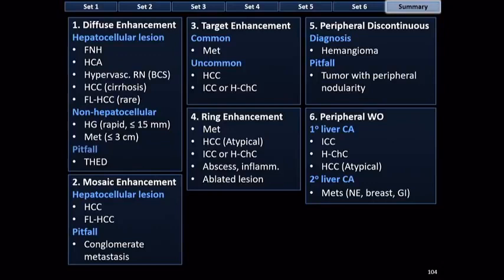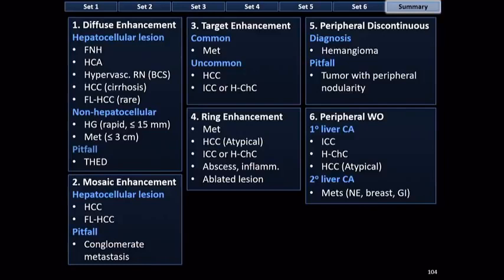Ring enhancement, similar, except that to MET, HCC, and cholangio, we now add in the setting of cholangitis and abscess, and in the setting of history of ablation response. Peripheral discontinuous enhancement is a hemangioma if the peripheral discontinuous puddles expand, grow, gradually fill in following the blood pool. If those puddles wash out and do not expand, it is not a hemangioma, it is a tumor that's mimicking a hemangioma and potentially fooling you.